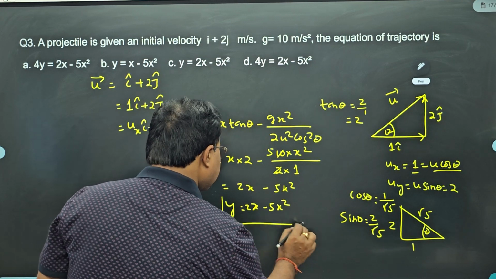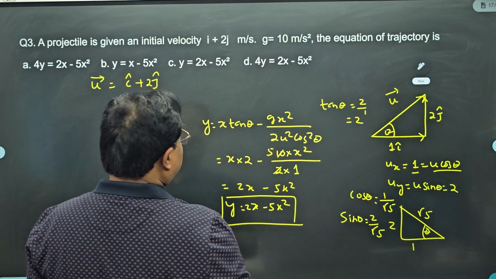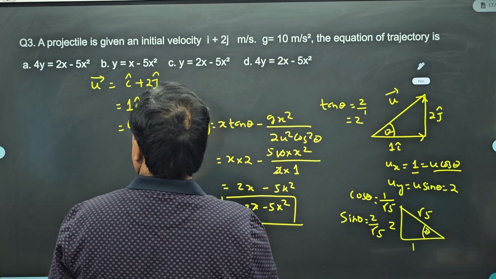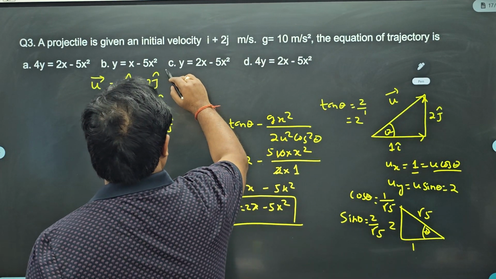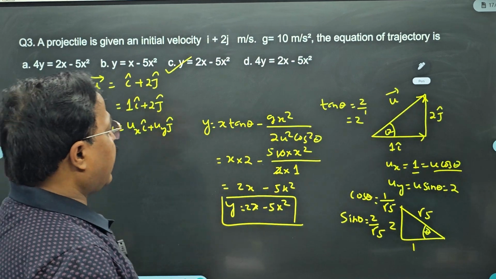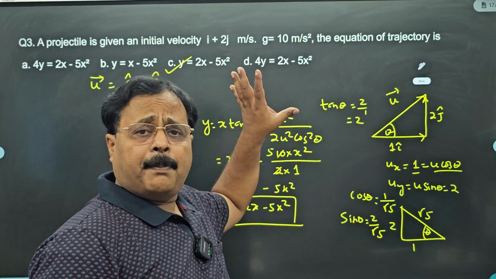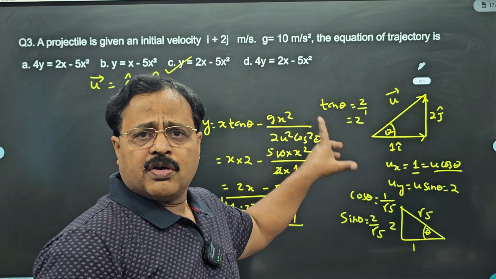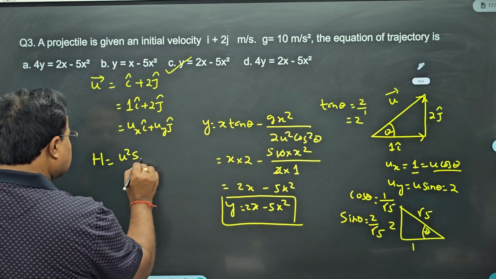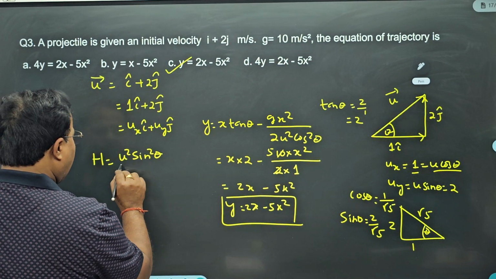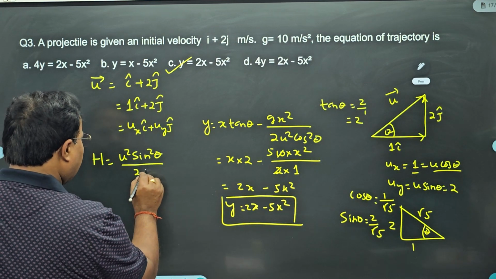So what is the right choice in this question? y is equal to 2x minus 5x square. So option C is correct. In this question also, you can find everything, my dear student. You can find height also. What is the expression for height? u square sin square theta by 2g. Had you been asked what is the height, you could have very well found the answer.